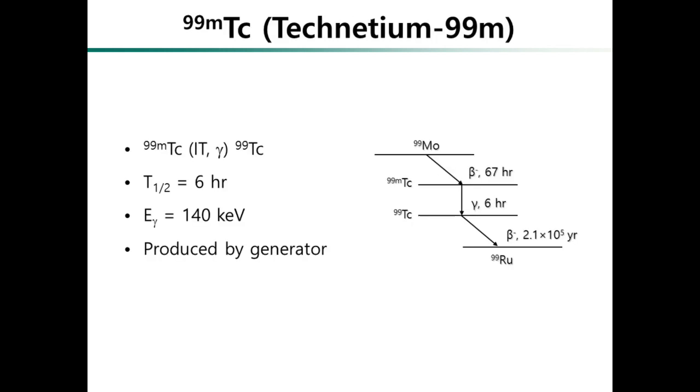As I mentioned, it has a 6-hour half-life and also produces a 140 keV gamma ray. This is very ideal for a sodium iodide scintillator. I think maybe Professor Jason Lee will discuss that case. And also there is a generator product.